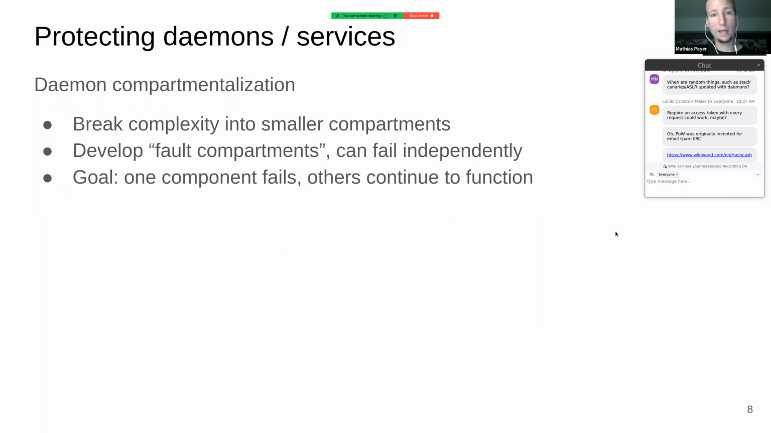How do we protect daemons and services? Well, compartmentalization is one aspect. We can break the complexity into smaller components. We can develop fault compartments that then fail independently. And the goal here is, if one component fails, others will continue to function. This is just applying regular software security principles to it.